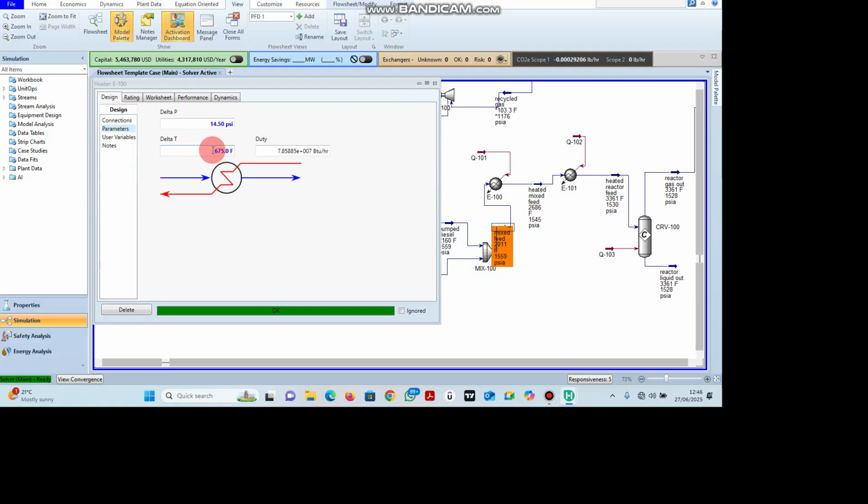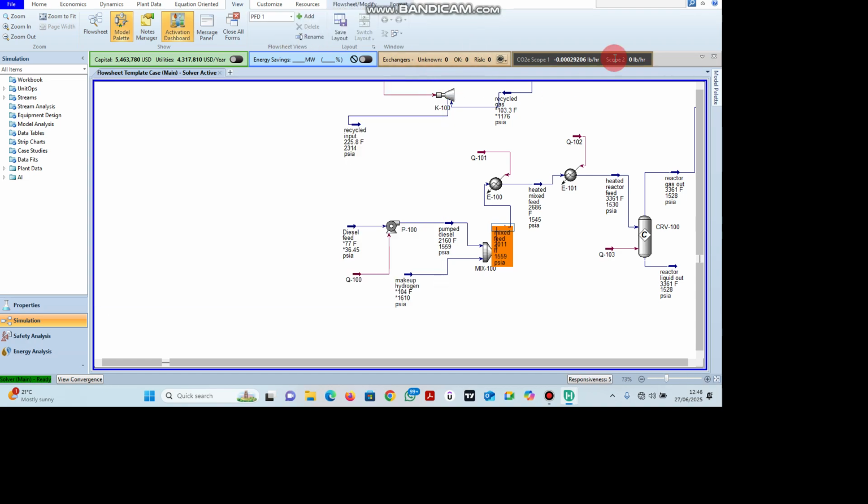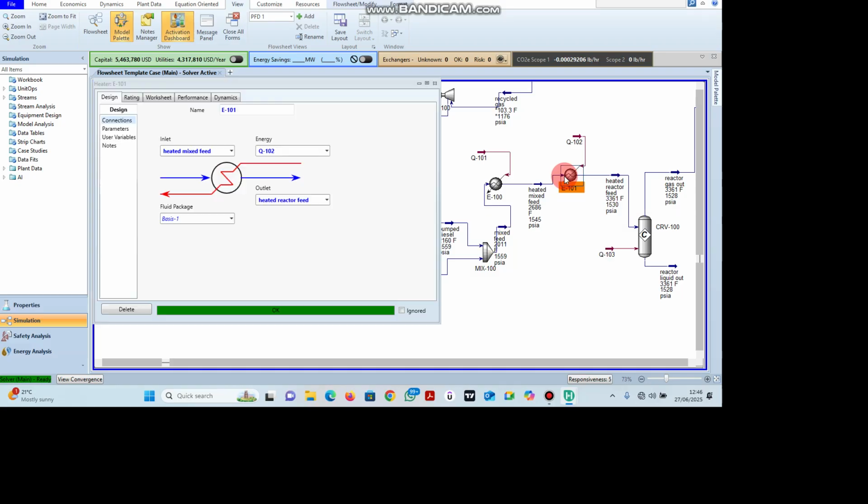In as much as I can manipulate it, but you don't want to stress the equipment. Remember, asset integrity. Then you take the second one, model palette, drag and drop, energy stream, then heated mix feed.